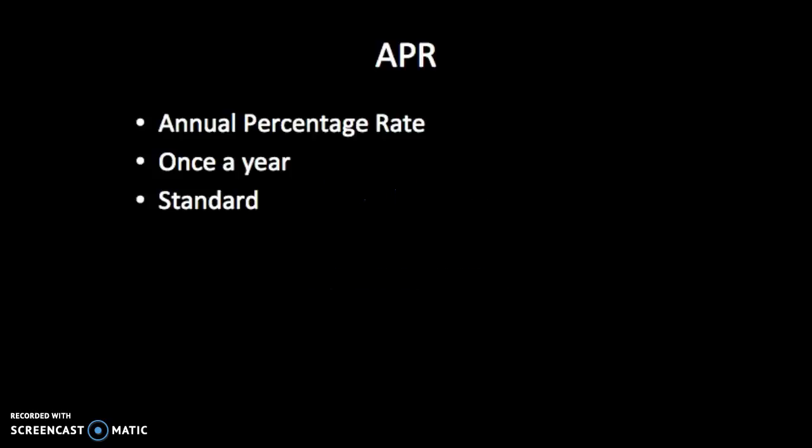To start out, APR stands for the annual percentage rate. This percentage rate shows the once a year standard rate that you're going to pay. It's not going to include any compounding interest. It's just going to be your percentage rate times how many periods there are in a year.